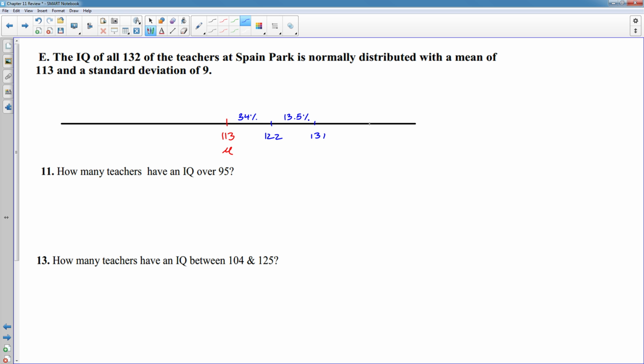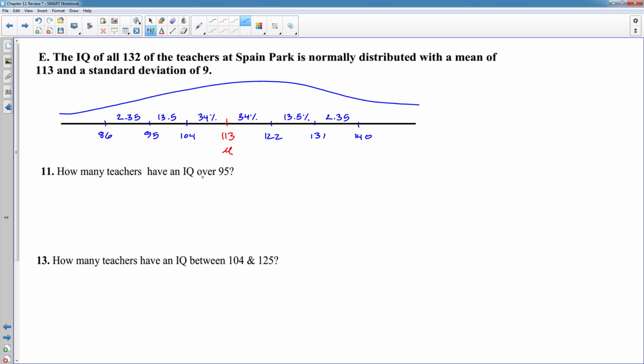And then 131 plus 9 is 140. That covers 2.35%. And then we can count to the left also. So I could subtract 9, and that would put me at 104. And again, that's 34%. If I subtract 9, that puts me at 95. That covers 13.5%. Then if I subtract 9 again, that puts me at 86, which is 2.35%. And then you have like your bell curve that does something like that.